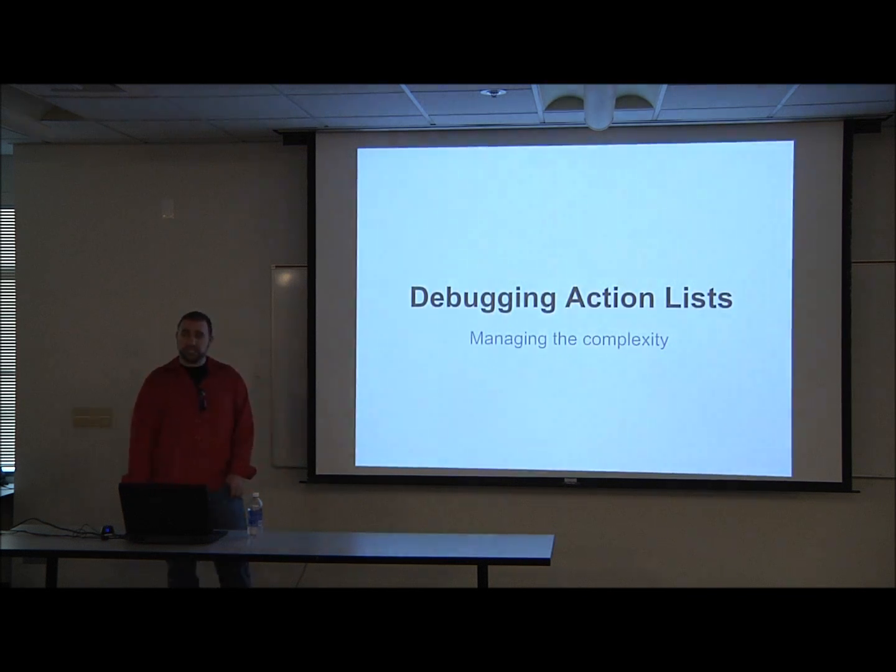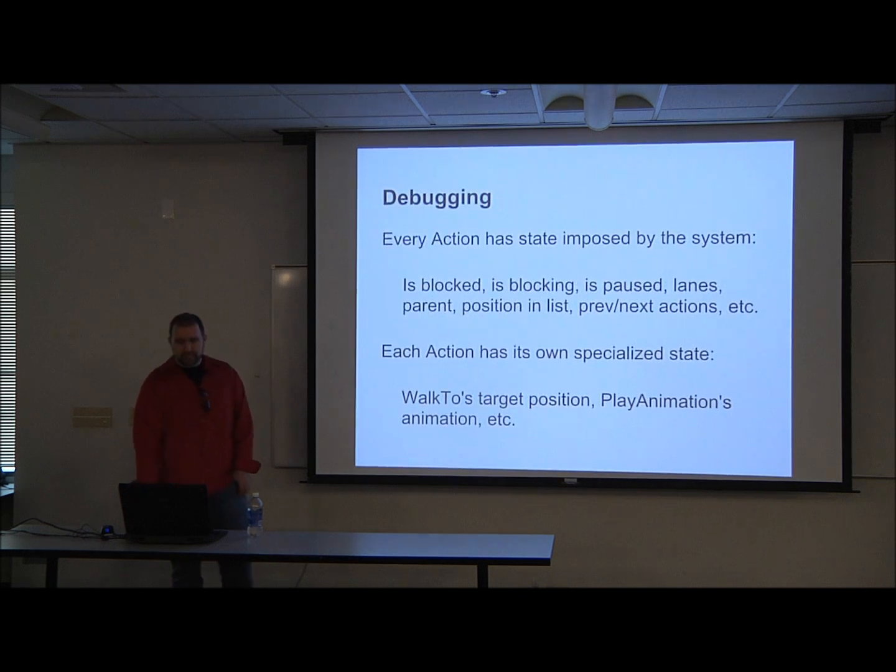Now, one of the really cool things about action lists compared to some other features in your game is that action lists are really debuggable. It's pretty easy to look at the different bits of state in an action list. Every action has state that is imposed on it by the system, just by the very nature of what an action list does. You know if an action is blocked, you know if the action is blocking other actions, you know if the action has been paused if you have that feature, you know which lanes an action is in, you know its parent if you're using the parent pointer stuff, and you know which position it is in the list, so if you've got 5 actions, you know it's the first, second, third. You know which action comes before it, which action comes after, all this stuff. It's just implicit in the structure.